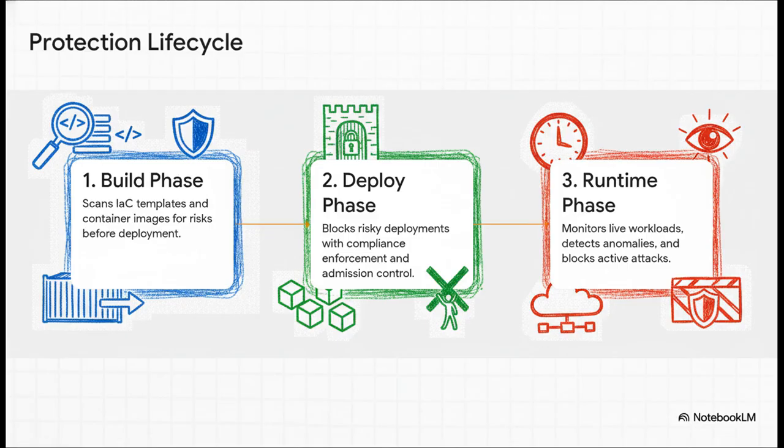So in the blue build phase, it's scanning your code and container images for issues before they're ever even checked in. Then, in the green deploy phase, it acts like a bouncer at the door, blocking risky deployments from ever getting into production. And finally, in the red runtime phase, it's that 24/7 security guard, using all those CWPP and CNS capabilities we talked about to protect live apps from active threats.